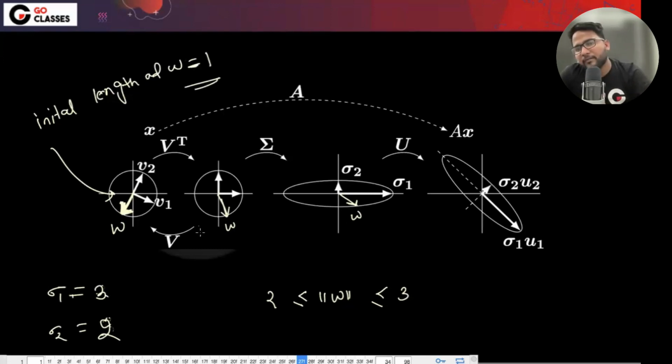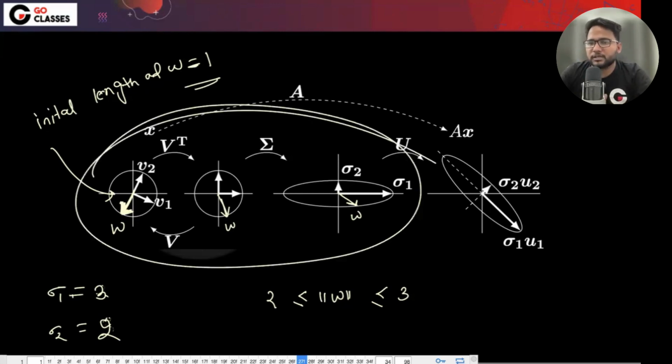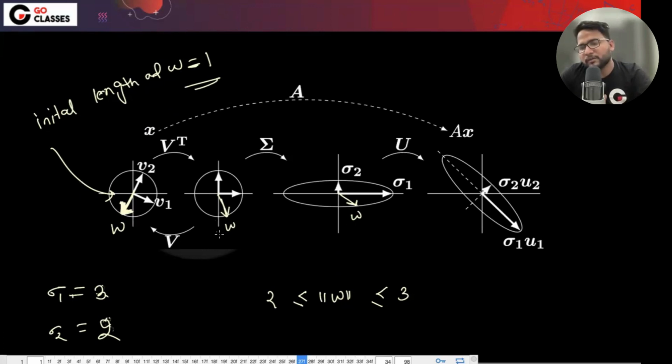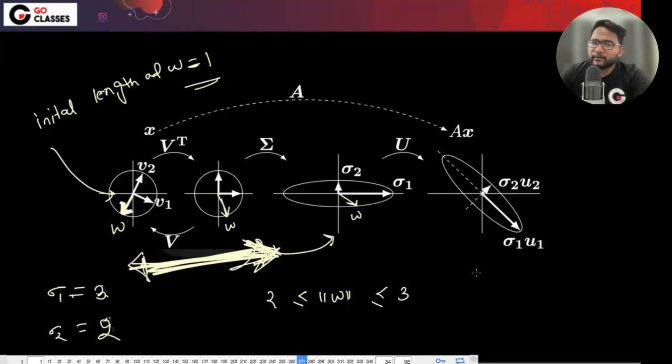Then after multiplying by V and then sigma, after these two multiplications. See, once you multiply by V transpose, from here to here, will the length change? No, right? From here to here it won't change, that is for sure. Now from here to here, what will happen? The length will change. Ultimately it will get stretched, right? Some of the dimensions will get stretched.